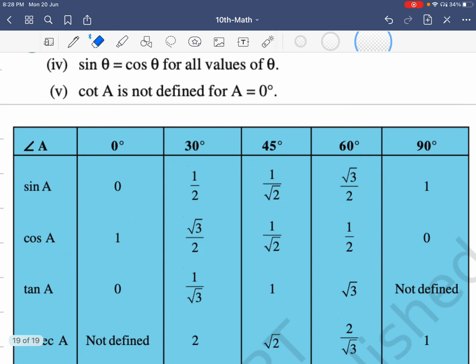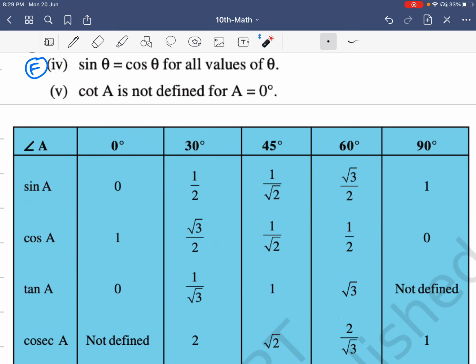Now let's come to statement number 4. Sin theta is equal to cos theta for all values of theta. So again, we can use this table. These are the values of theta. Sin theta is equal to cos theta? No. Sin theta is equal to cos theta? No. Sin theta is equal to cos theta? Yes. For 45 degrees, it's true. But for all values of theta is absolutely false. So I'm going to quickly make this also as false.